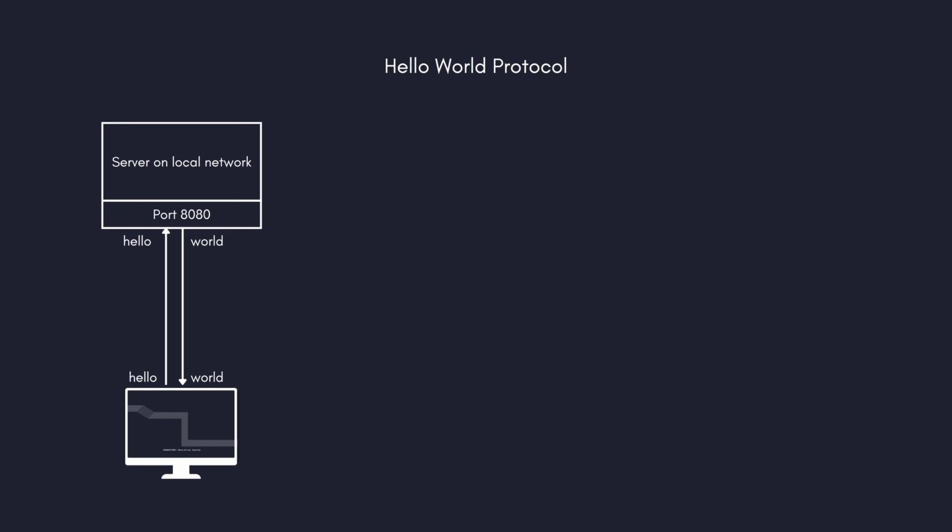I send out a UDP broadcast with the payload "hello". The server is going to be listening for UDP broadcasts on port 8080, and if it receives one that says "hello", it will respond back with "world". And once we receive that response, we will know that we found the server.